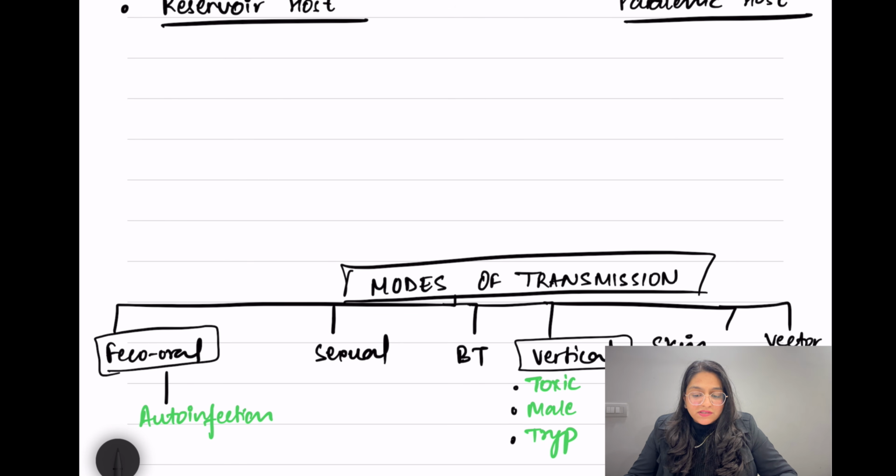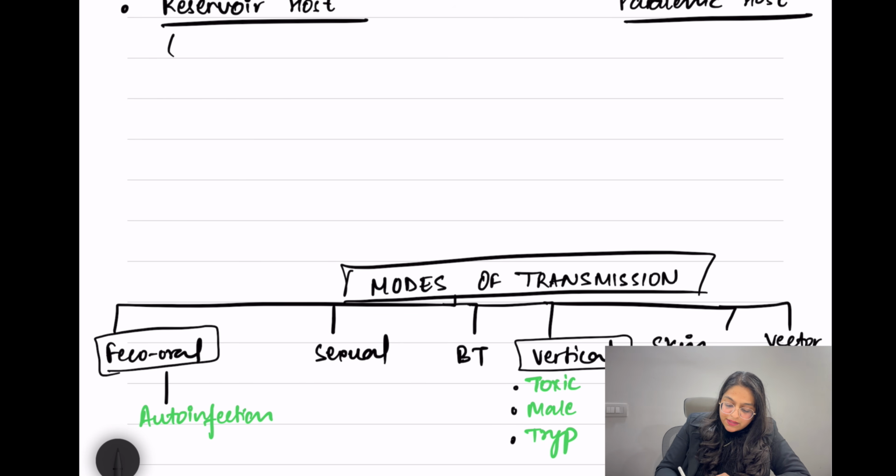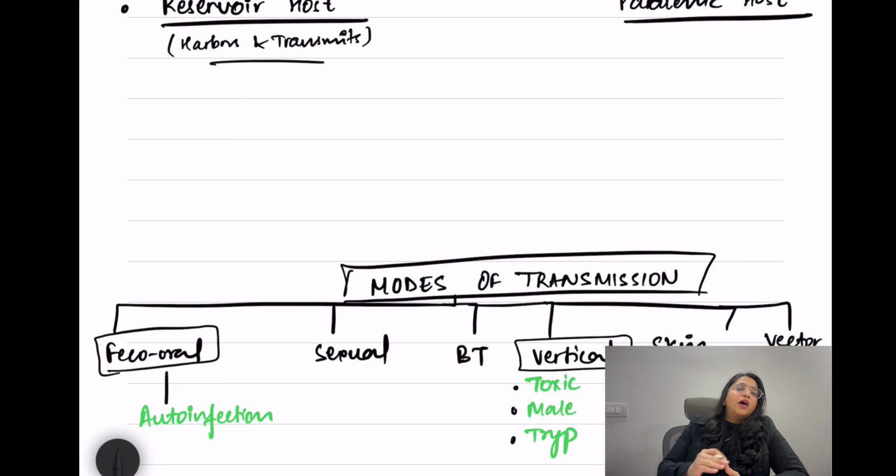Now, other hosts which we can see. Reservoir host. What is a reservoir host? That host simply harbors and transmits the parasite. Simply harbors it, transmits it. No developmental stages are going on. Simply the parasite is sitting inside the body and waiting for its turn to go and infect the correct host.